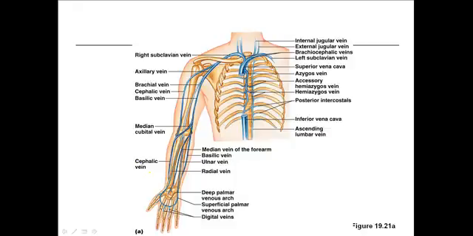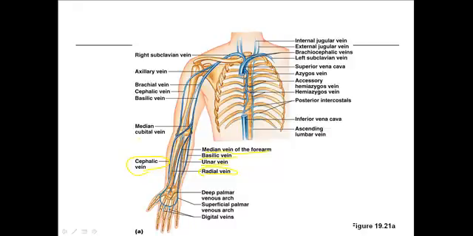You can see these. This is on the ulnar side, the cephalic vein. The deeper one is the radial. We have the palmar arch again, superficial palmar venous arch. So here's the median vein of the forearm, the basilic vein on the ulnar side, and then the ulnars. The ulnars and the radials are deeper than the basilic and the median.